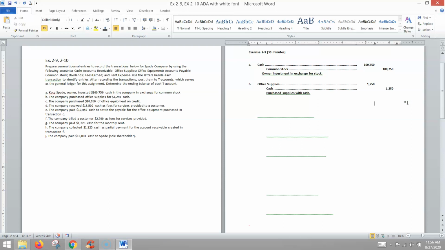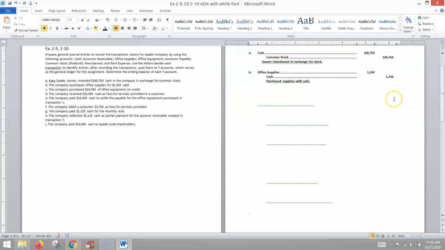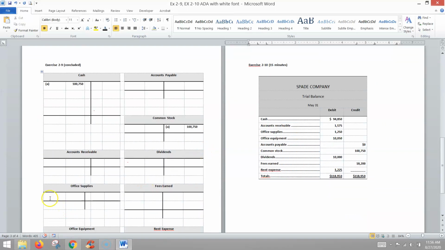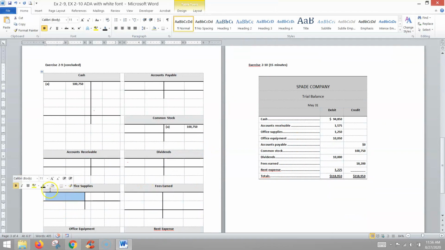Remember, debits are always listed first, and they're going to be on the margin. And credits are going to be listed second, and they're going to be indented. Your debits always have to equal your credits. Then we're going to go to our T accounts, which represents the general ledger. We're going to post a debit to office supplies and a credit to cash. So we have our office supplies. We're going to show the debit of $1,250. And we're going to show a credit to cash of $1,250.